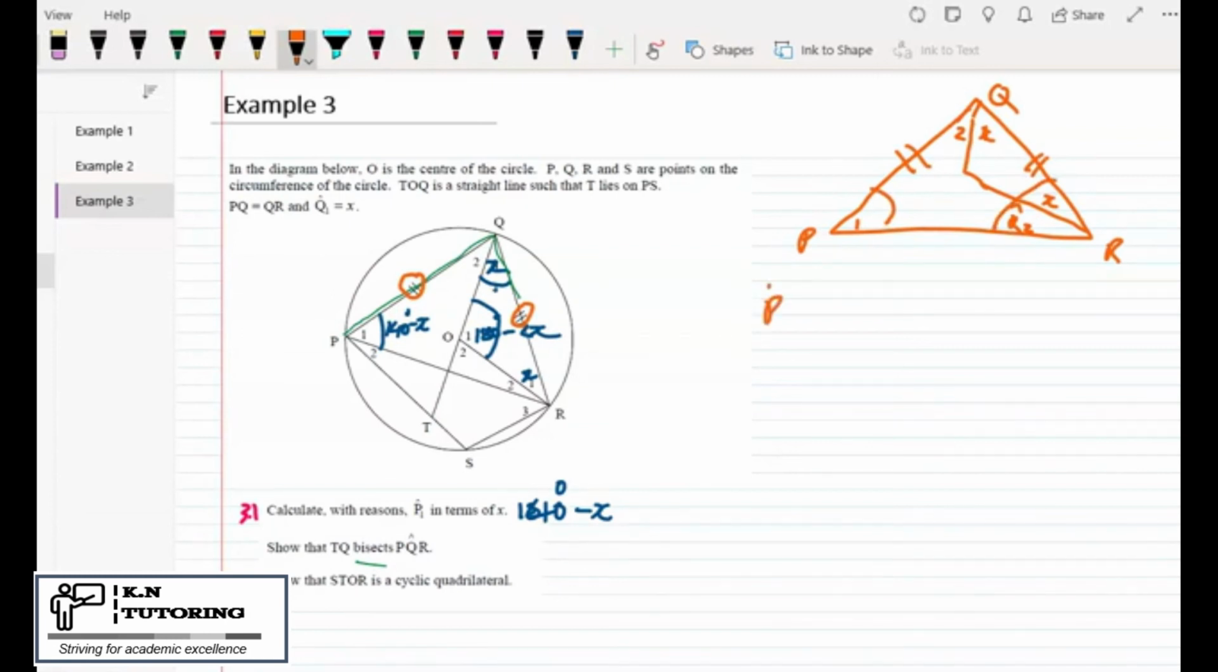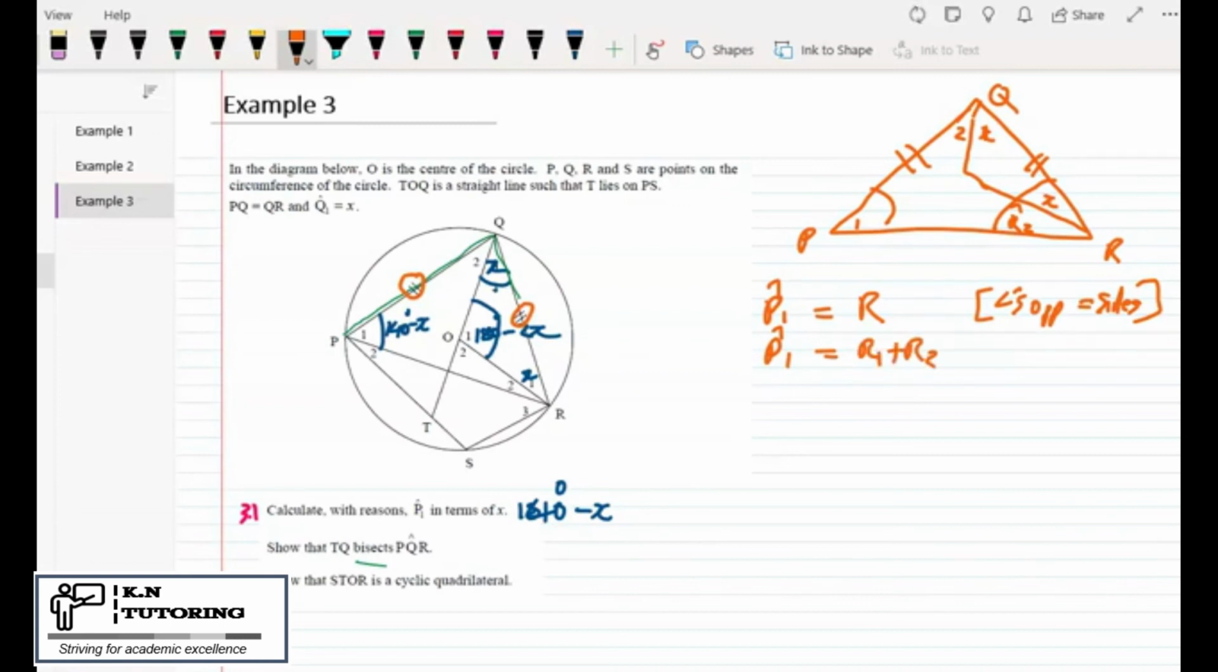So P1 must be equal to R. Why? Because of base angles of an isosceles triangle, but that reason is no longer being accepted. So you need to mention that angles opposite equal sides are equal, because these lines form an isosceles triangle. Then P1 is equal to, what is R? R is equal to R1 plus R2.